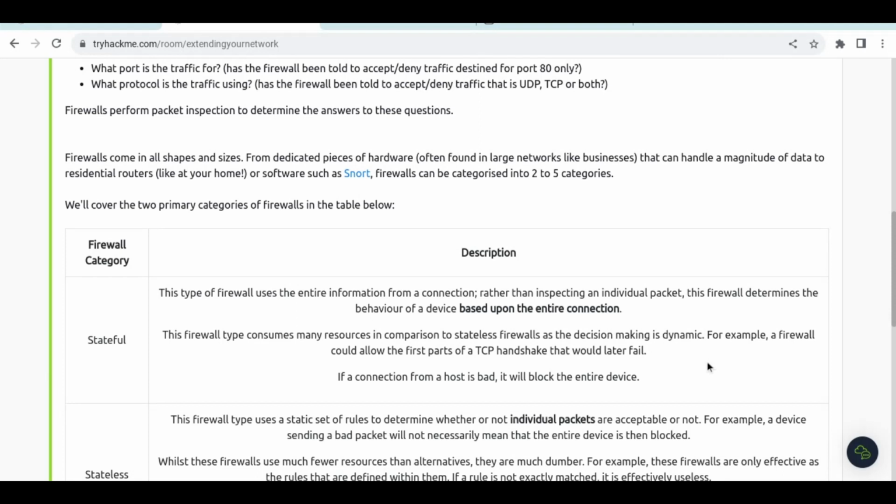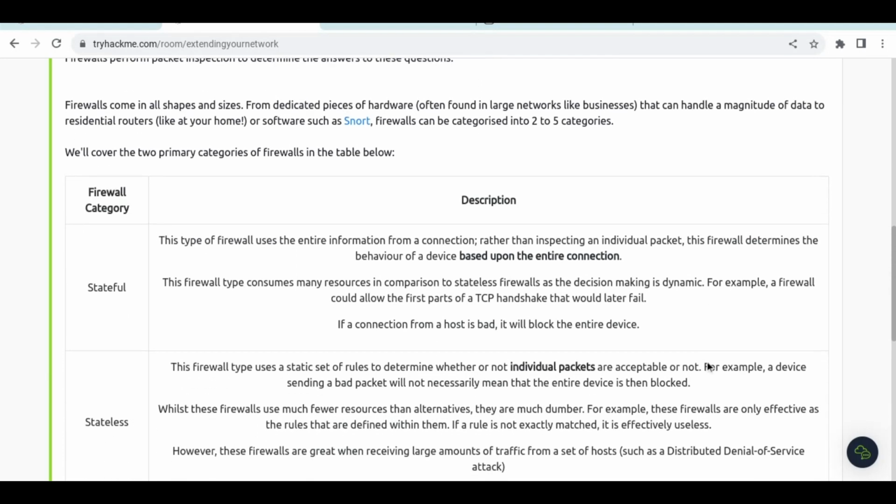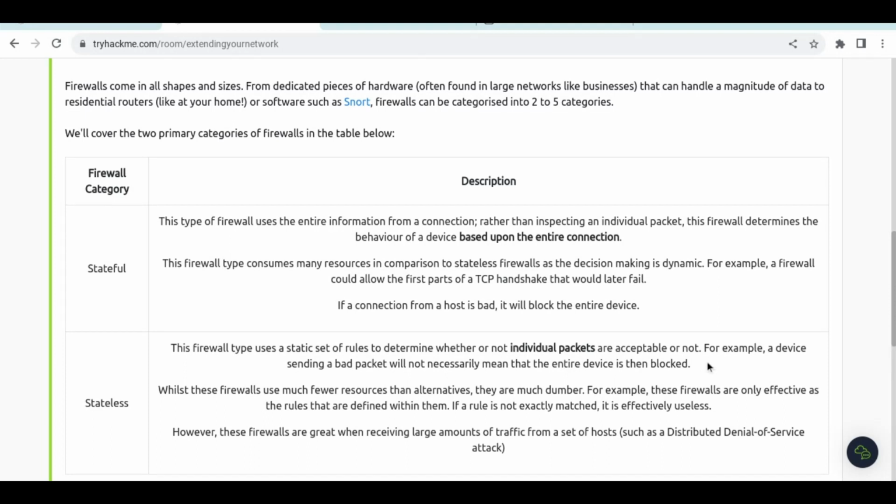Firewalls come in all shapes and sizes, from dedicated pieces of hardware, often found in large networks like businesses that can handle a magnitude of data, to residential routers like at your home, or software such as Snort. Firewalls can be categorized into 2 to 5 categories. We'll cover the 2 primary categories of firewalls in the tables below.